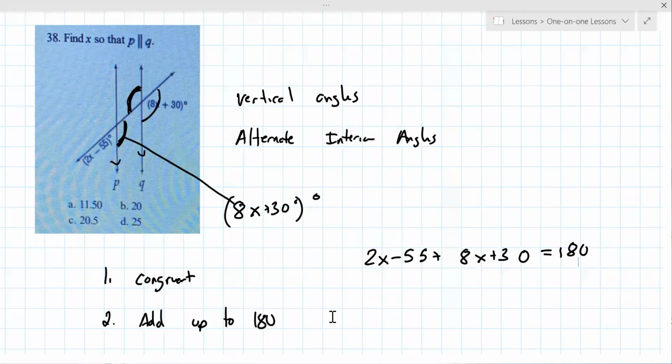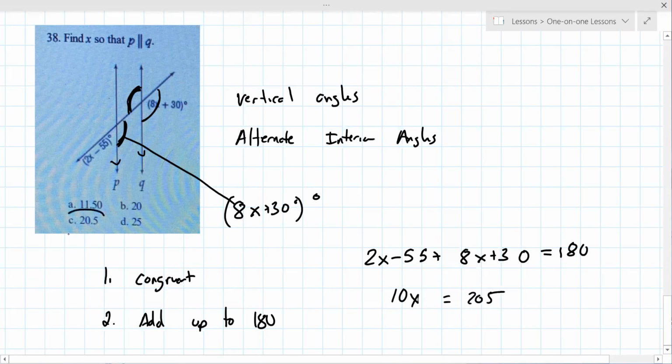How are you doing on solving this? The answer is 20.5. I agree. And that is there. So that's great. Let me continue here.